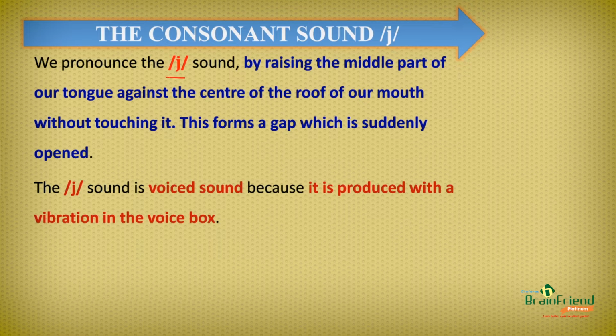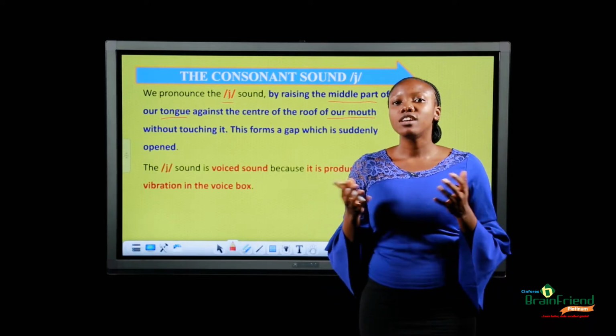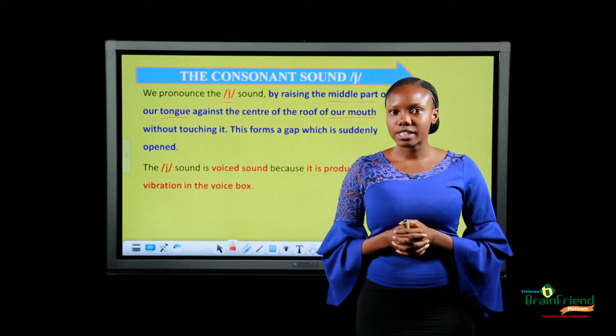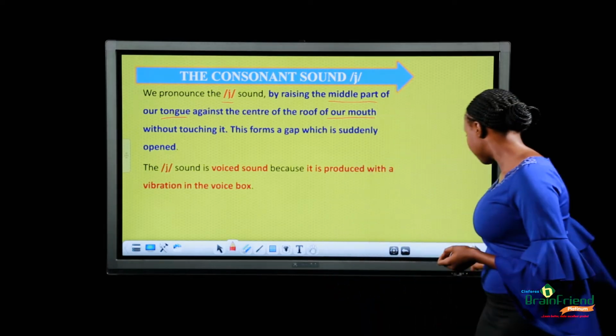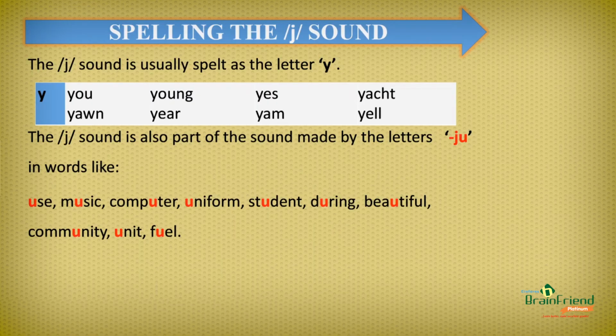Now, let's start with describing the y sound. When we pronounce the y sound, we raise the middle part of our tongue against the center of the roof of our mouth without touching it. During this process, we form a gap which is suddenly open. Note that the y sound is a voiced sound. Now, let's see how this sound is spelt in words.